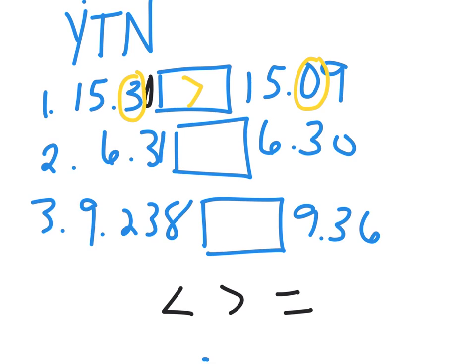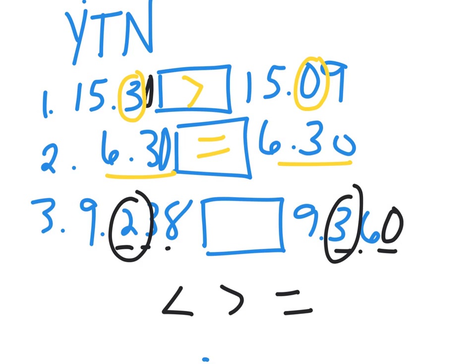Number 2, we need to add a placeholder 0, and we have 6.30 and 6.30, and obviously that is equal. The numbers are the same. And in the last one, 9.238 and 9.36, I will add a placeholder here. So I have 3 spots here and 3 spots here. And once again, I'm going to compare my tenths.